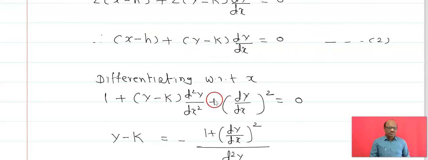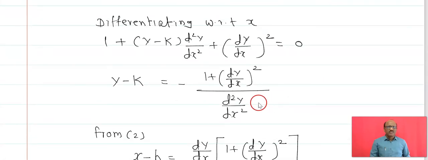Apply here the product rule. Now (y minus k) into the derivative of dy by dx is d2y by dx square, plus dy by dx as it is, and the derivative of (y minus k). The derivative of y is dy by dx, into dy by dx, that will become (dy by dx) whole square, that's equal to 0. Therefore, what is the value of this y minus k? Now here is 1 plus (dy by dx) whole square.